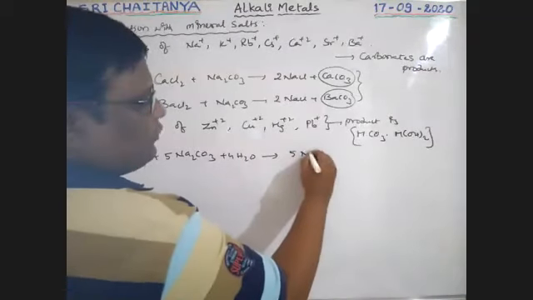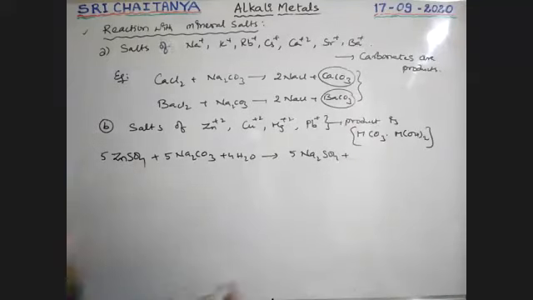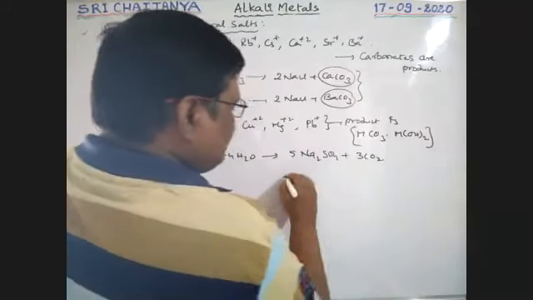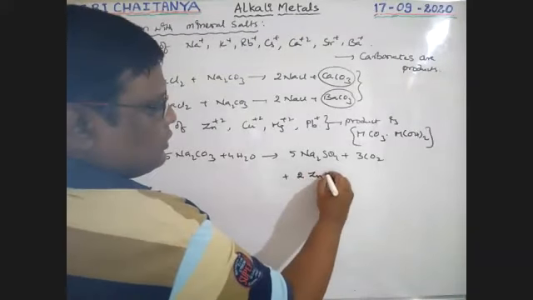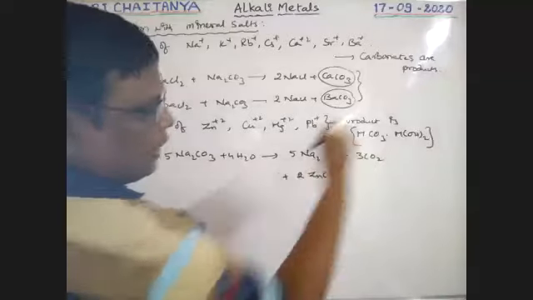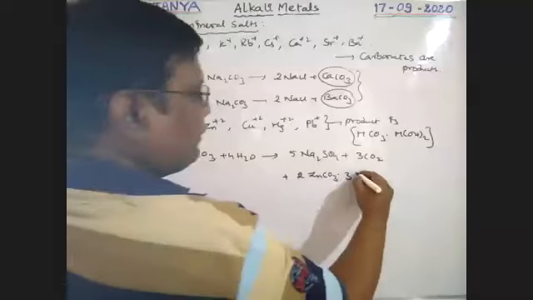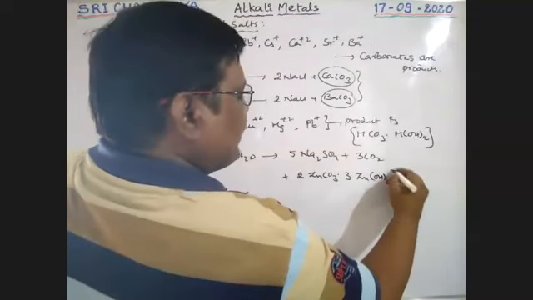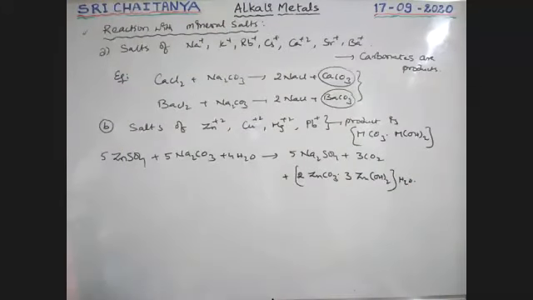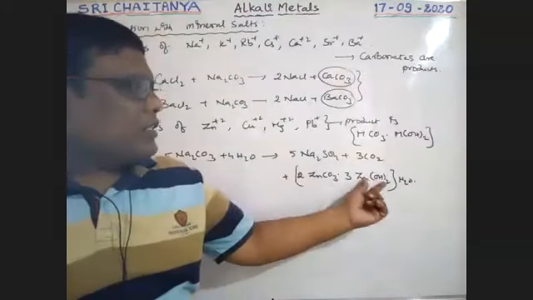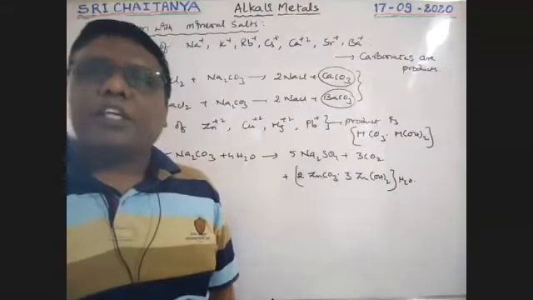that gives 5 Na2SO4 plus water, that is 3 CO2, plus 2 ZnCO3 carbonates with 3 Zn hydroxides, the hydrated part, Zn hydroxide. See, boys, zinc carbonate and hydroxide are the product combination. Like this, addition compounds are the final products.